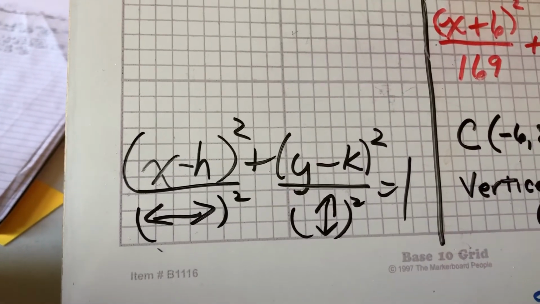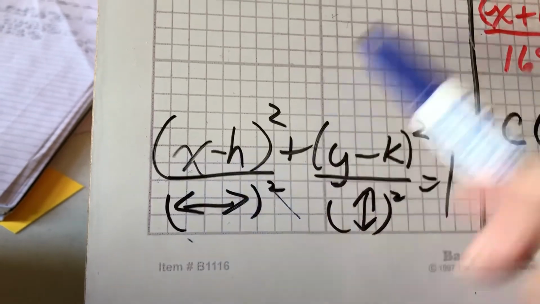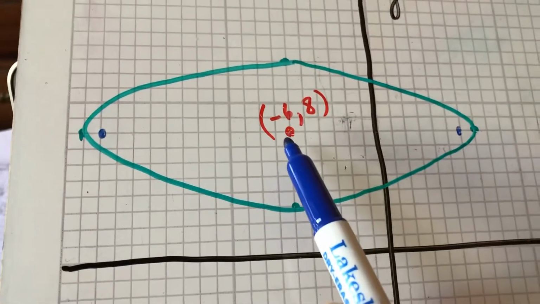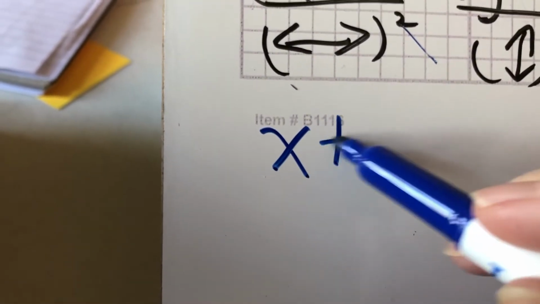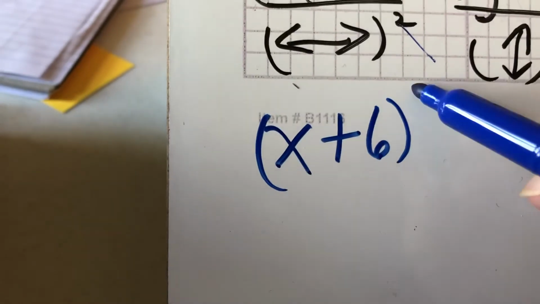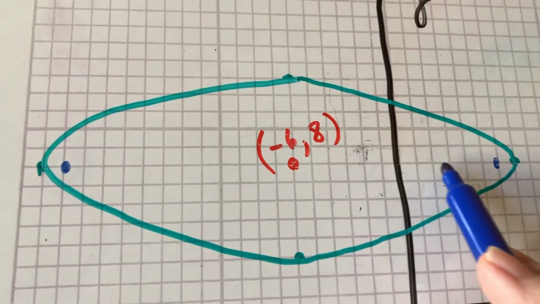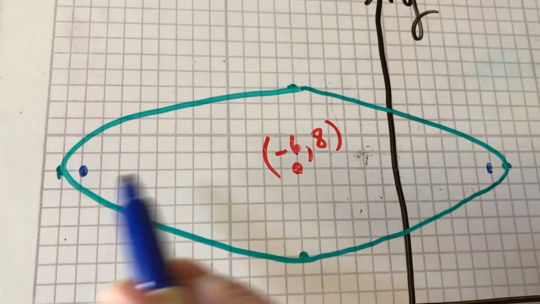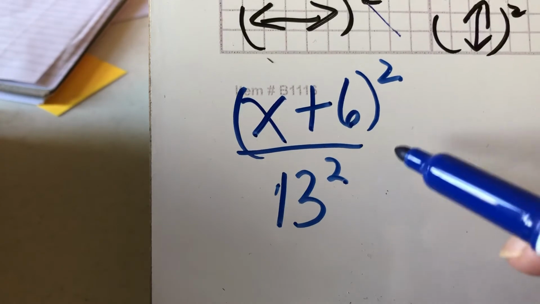So then you fill in your h and k. This says x minus h. Well, I look at where h is. This is x minus a negative 6. So x minus a negative 6 becomes x plus 6 squared. How far right and left am I going? Well, count it. I'm going 13 right, 13 left. So down here will be 13 squared.